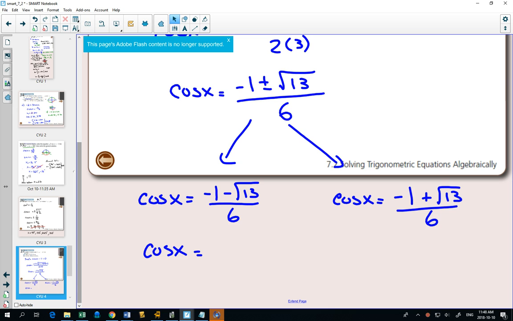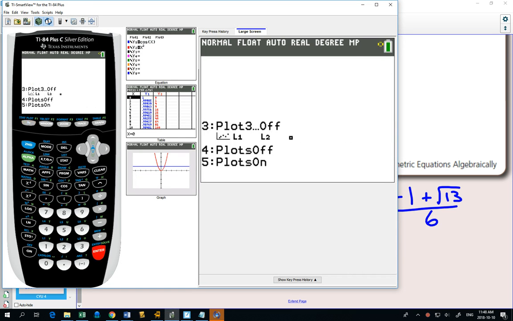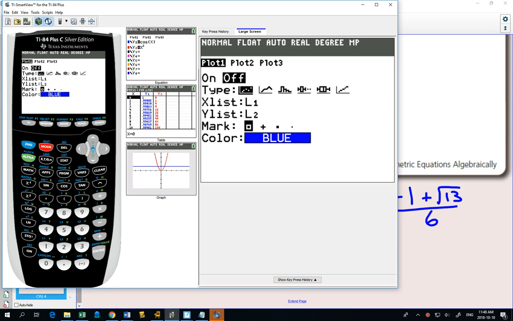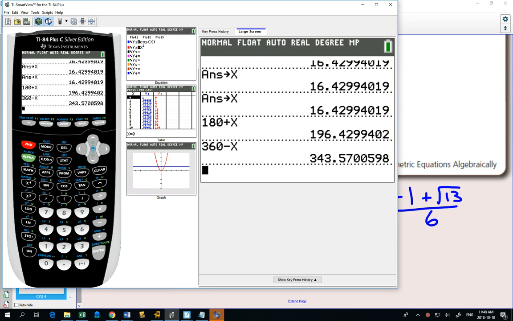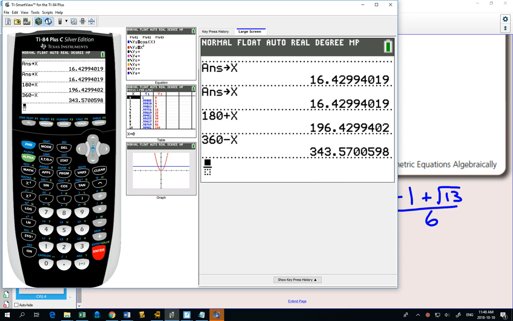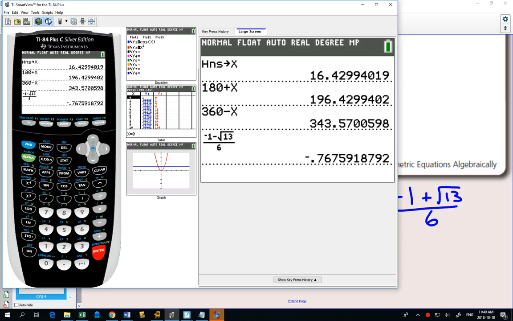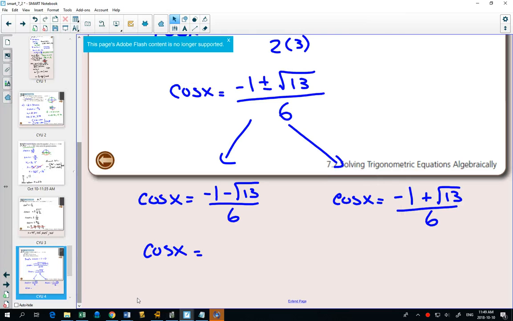So I'm going to go to my calculator. Use my fraction button. Okay, negative 1 minus the square root of 13 all over 6. Negative 0.767.